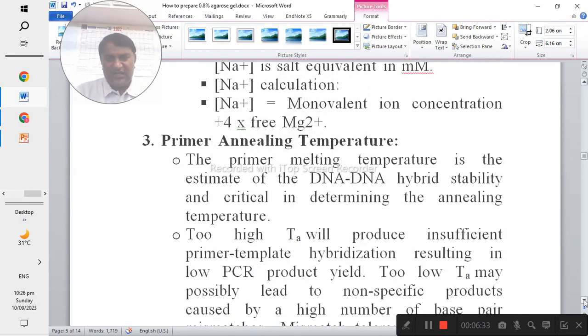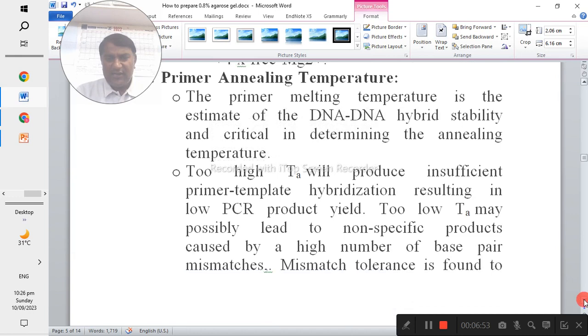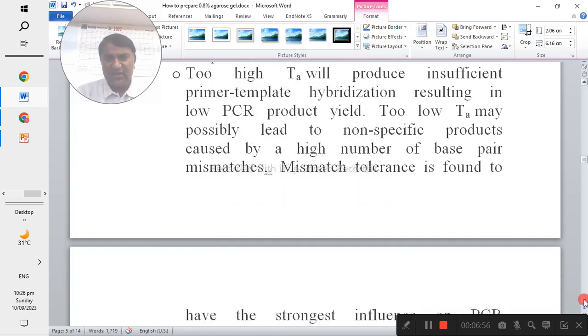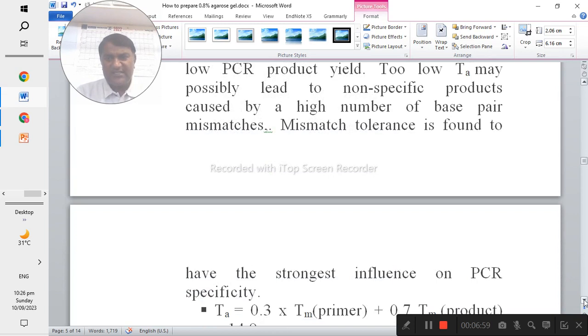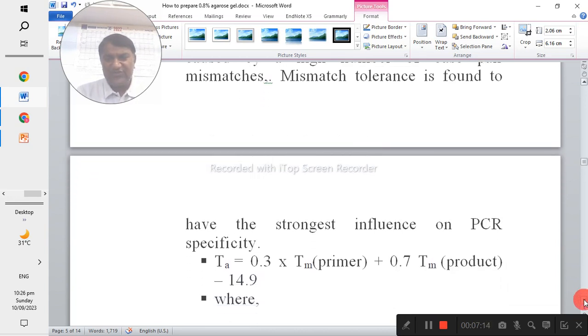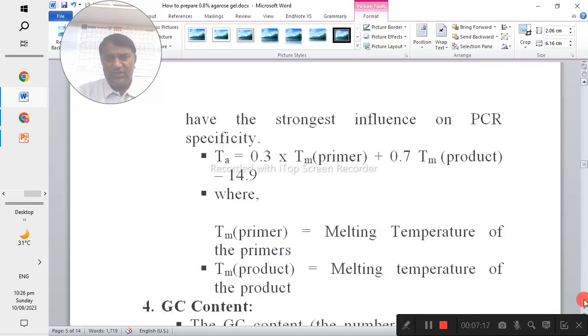The primer melting temperature is an estimate of the DNA hybrid stability and is critical in determining the annealing temperature. Too high a Ta will produce insufficient primer-template hybridization, resulting in low PCR product yield. Too low a Ta may possibly lead to non-specific products caused by a high number of base pair mismatches. Tm is found to have the strongest influence on PCR specificity. So this is the formula.